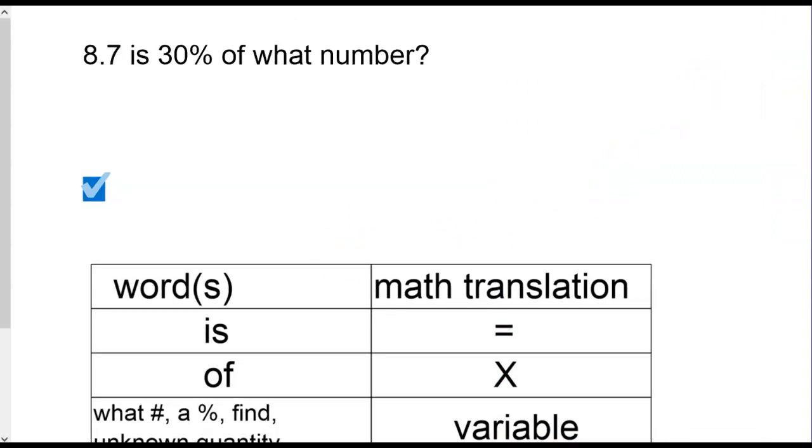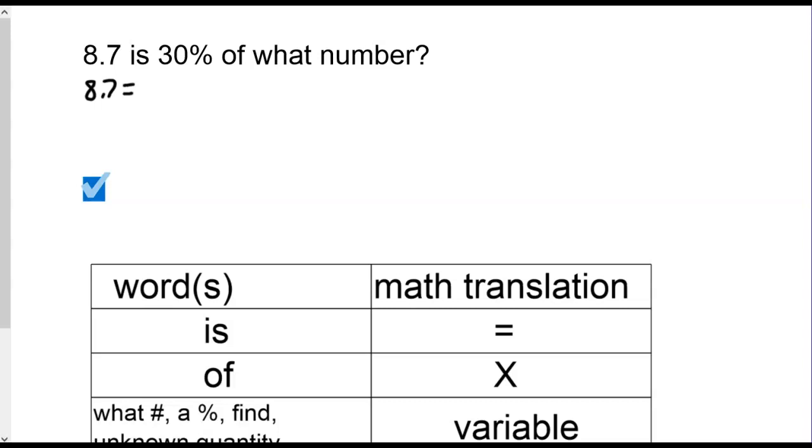So this problem is asking: 8.7 is 30% of what number? So go ahead and pause your recording if you'd like, so you can try this one on your own. All right, let's just jump into it then. If you've already done this, great. Let's go ahead and check it.